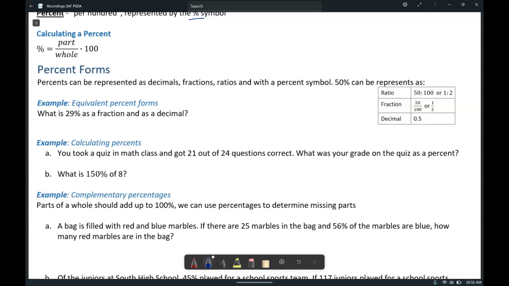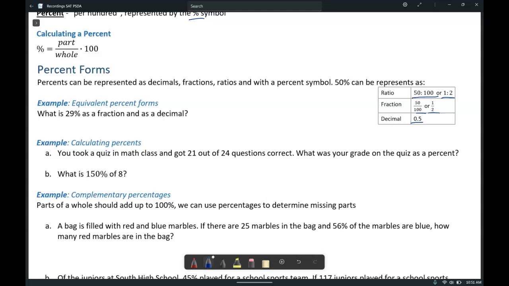So for example, 50% can be written as a ratio, 50 out of 100, or simplified to 1 to 2. In fraction notation, again, simplified, or as a decimal notation. Most often we deal with percent in decimal notation because it's the most consistent and straightforward. So when we want to look at equivalent forms, what is 29% as a fraction to a decimal?